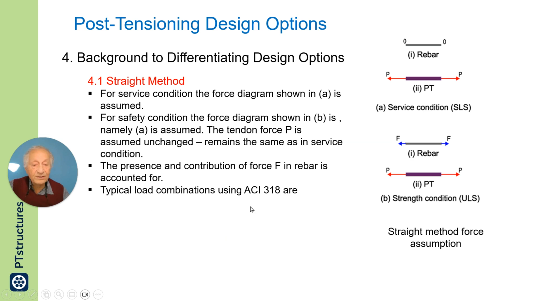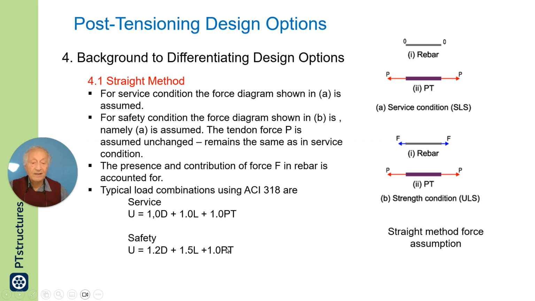Typical load combinations are important. For service, we have 1 dead, 1 live, 1 PT. For safety, we have 1.2 dead, 1.6 live, and concentrate here, 1 PT. Typically, when you do load balancing, you have 1 hyperstatic. And that is why we have to extract hyperstatic, because ACI says you have to account for hyperstatic in safety.